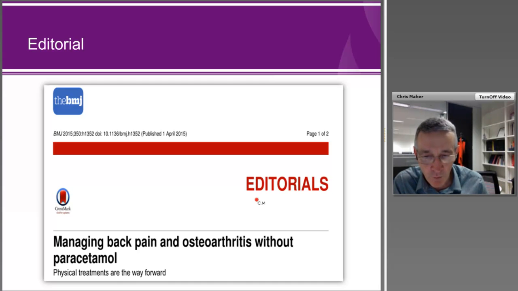Well, what happened after we published that? It was published with an editorial, and they were suggesting that we need to think about what we do for people with back pain and osteoarthritis in an era when we won't be prescribing paracetamol. The two people providing the editorial, one a GP and one a rheumatologist, both came to the conclusion that you should stop using paracetamol and instead use physical treatments for people with osteoarthritis.